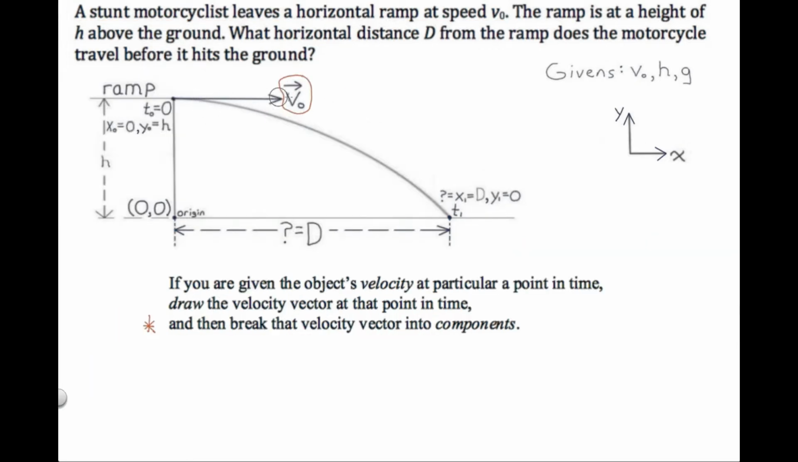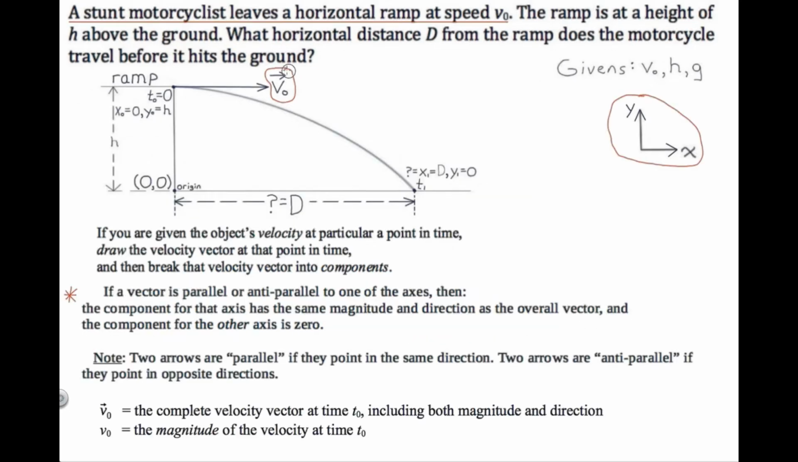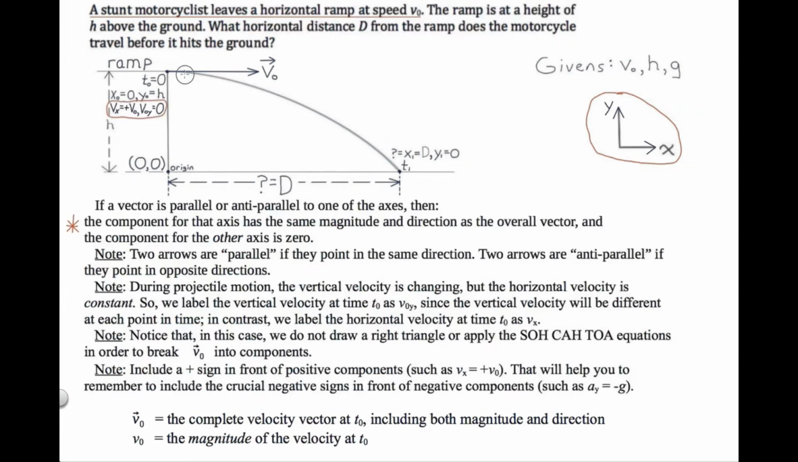Now we need to break this velocity vector into components. The velocity vector at time 0 is parallel to the x-axis, so we can use this rule to break the velocity vector at time 0 into components. The velocity vector points to the right, which is our positive x direction. So the x component of the velocity is positive.